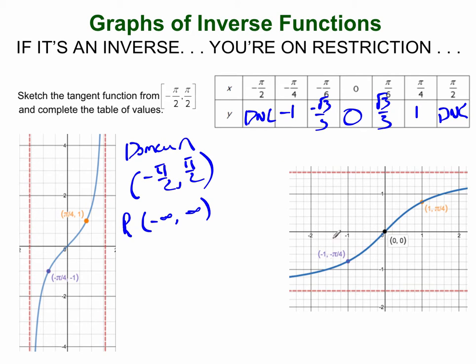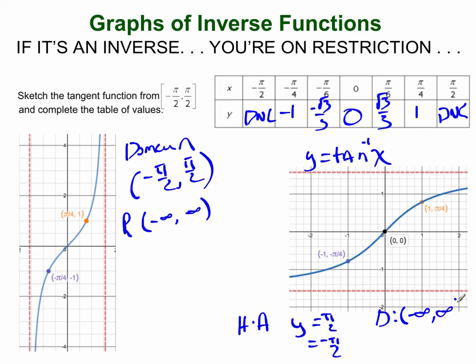So when I switch the points and I graph y is equal to the inverse tangent of x, I see I have a horizontal asymptote at y equals pi over 2 and y equals negative pi over 2. The domain is from negative infinity to positive infinity, and the range is from negative pi over 2 to pi over 2.